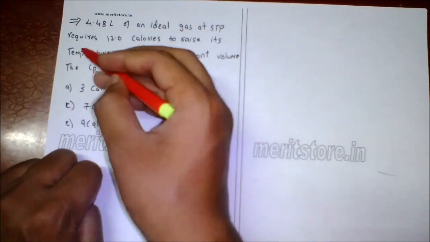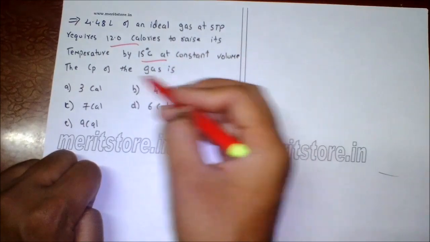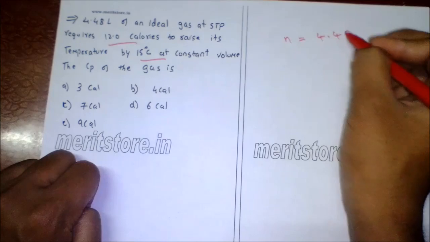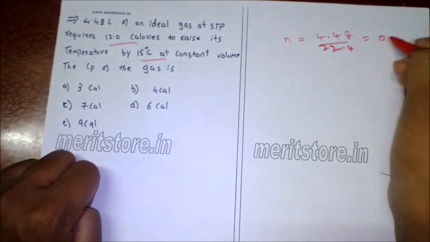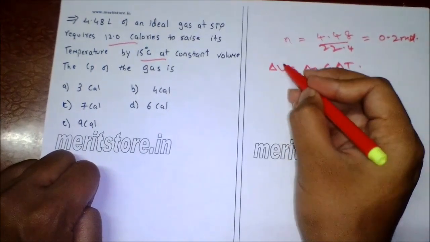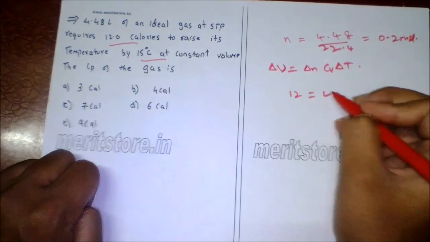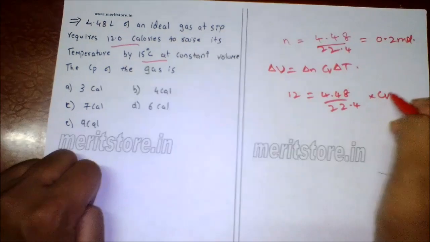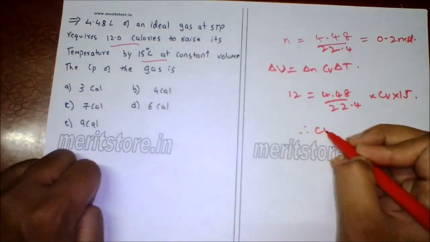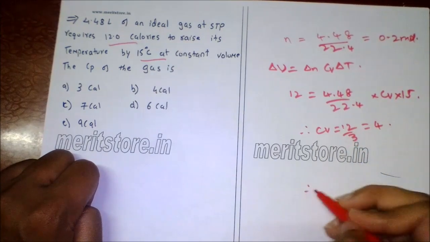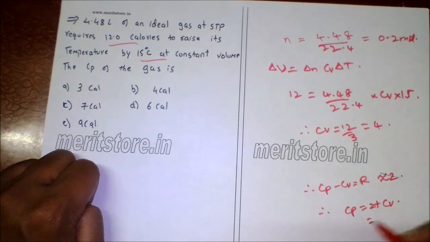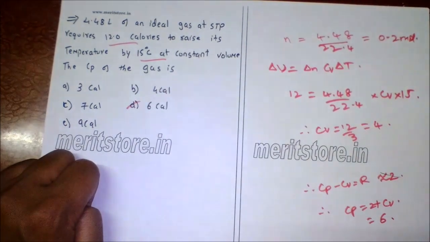4.48 liter of an ideal gas at STP requires 12 calories to raise its temperature by 15 degrees at constant volume. The Cp of the gas is. So the number of moles of ideal gas at STP is 4.48 divided by 22.4, which is equal to 0.2 moles. We know that delta U is equal to delta n CV into delta T. So we can write this as 12 is equal to 4.48 upon 22.4 into CV into 15. So on solving this, we get CV is equal to 12 by 3, which is 4. Therefore, CP minus CV is equal to R, which is approximately 2. Therefore, CP is equal to 2 plus CV. So 2 plus 4 is 6 calorie per mole. So option D is the correct answer.